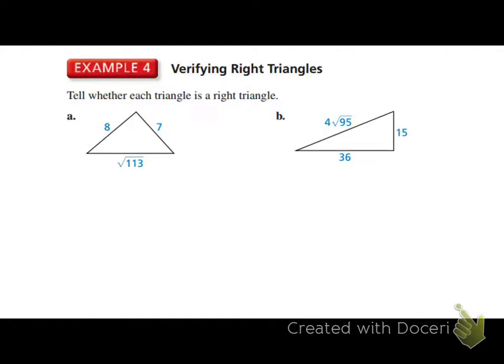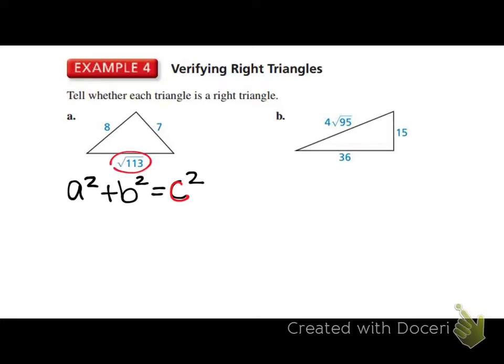We're going to tell whether the triangle is a right triangle. We use the Pythagorean Theorem. If a squared plus b squared equals c squared, then we have a right triangle. So, when we do this, we need to identify what would be the hypotenuse, what would be c, if this were a right triangle. So, which of the sides would be the longest?